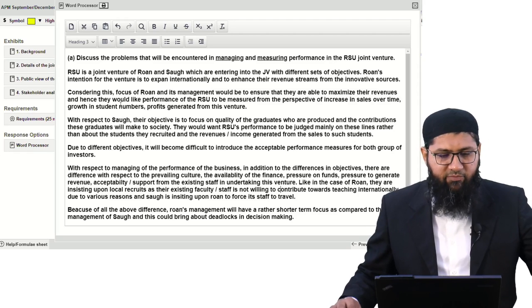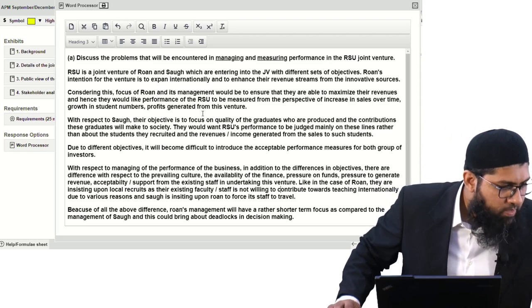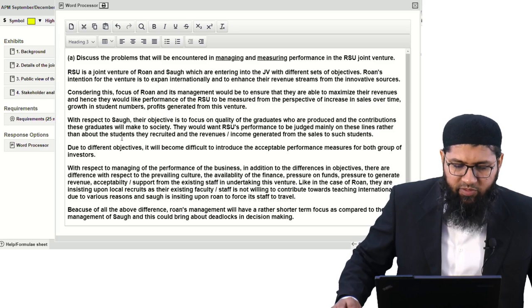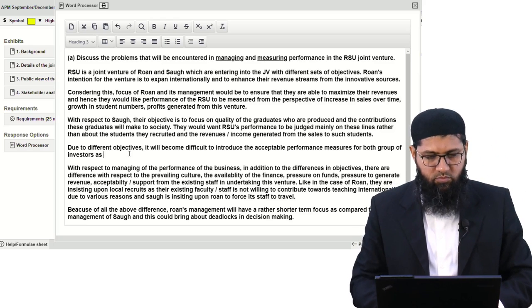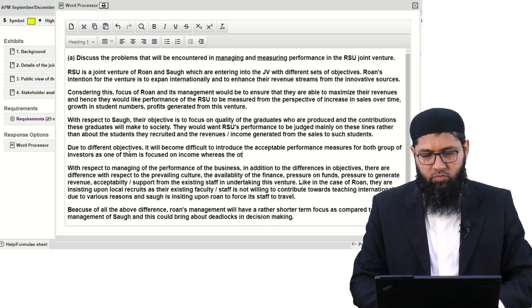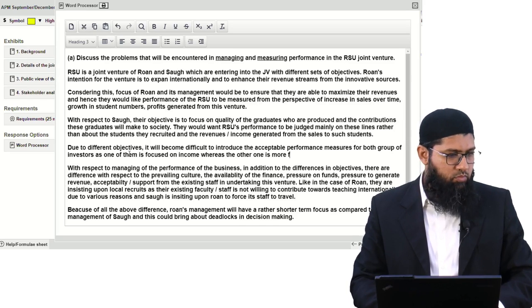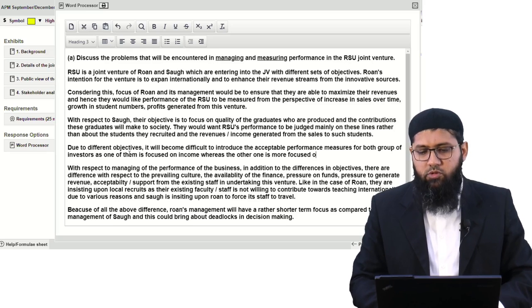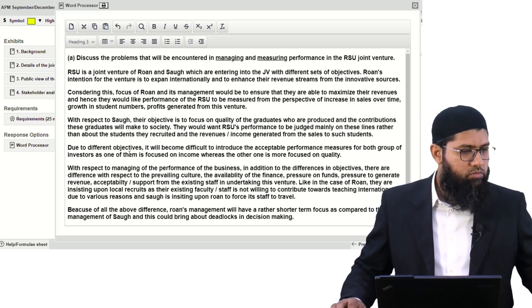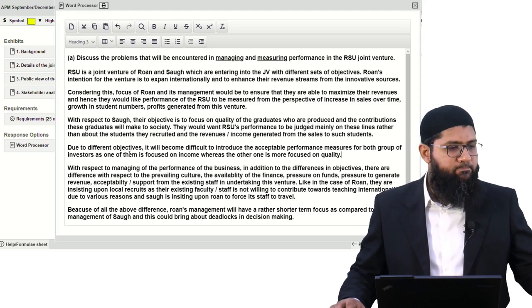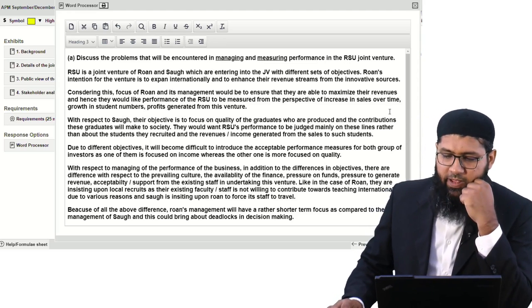Yeah, here it is. Initially, I've talked about the measurement problem. You could just see that I've talked about the measurement problems here. Yeah, do you get it now? Kindly do read through this answer properly.